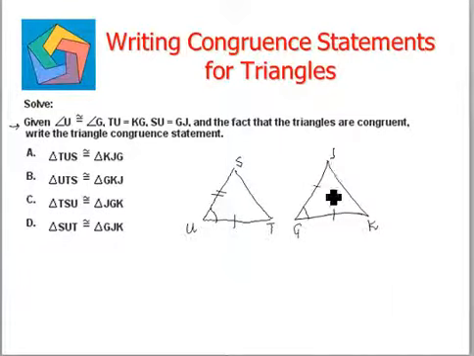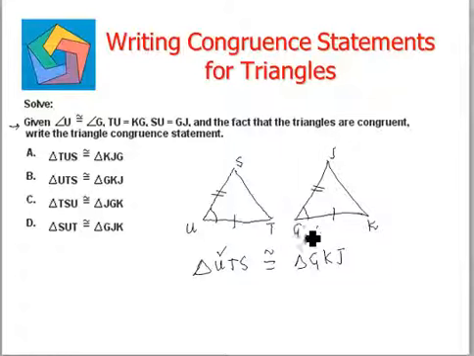So SU equals to GJ. And the fact that the triangles are congruent, write the triangle congruence statement. So from here we derive that triangle UTS is congruent to triangle GKJ. We have to choose one of the options in which U is corresponding to K because the angles are congruent. This is our final answer and it can be seen in option B.